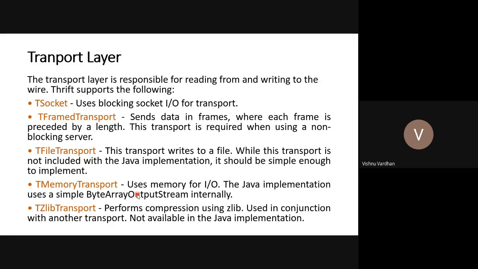Then T memory transport uses memory for input output. Again, the Java implementation uses a simple byte array. So every language has some deficiencies also, and they have pinpointedly highlighted them here. Then zlib, which is basically for compression. Compression means you have to zip the data so that it can be optimally transmitted to another part of the node. It is used in conjunction with another transport, and is not available in the Java implementation. So many protocols are actually not implemented at the Java programming language level.